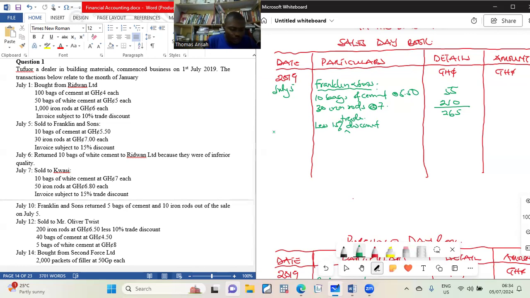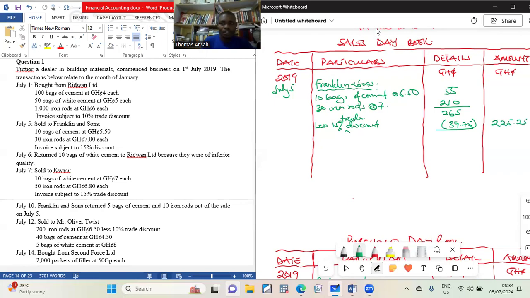So it's a trade discount. Let's do 15% of this. 15% of 265 is 39.75. So that is what I have. If I now deduct it, what is the value left? 265 minus 39.75, the value that I have here is 225.25. So that is that. All right, then we go to the next one.